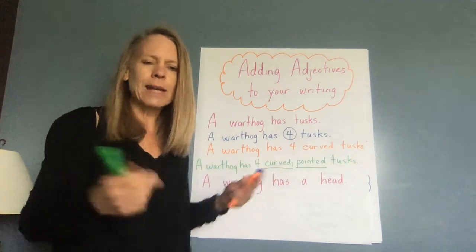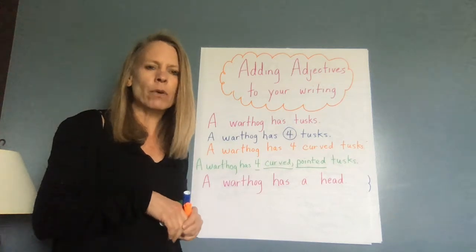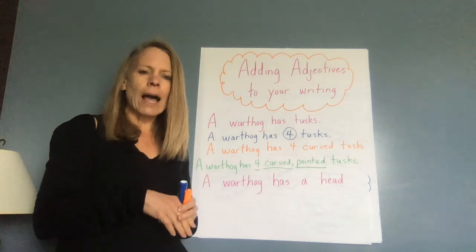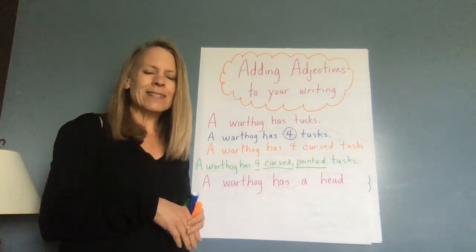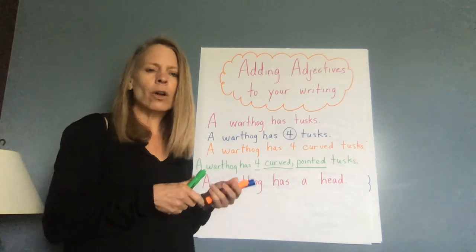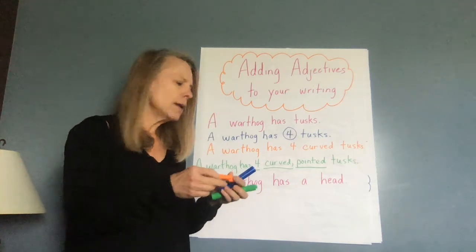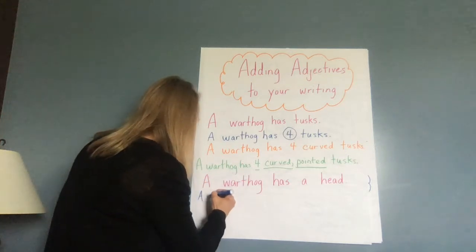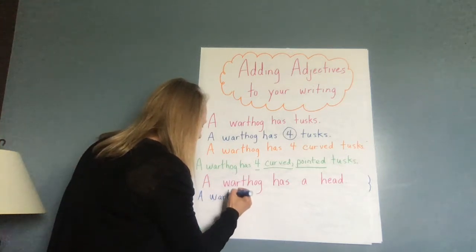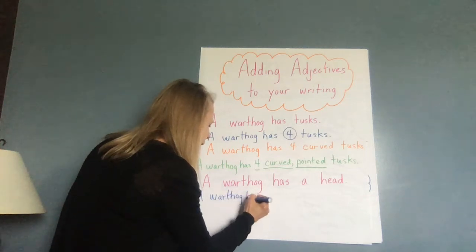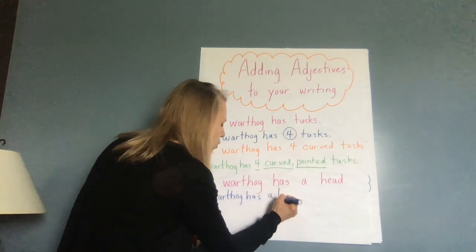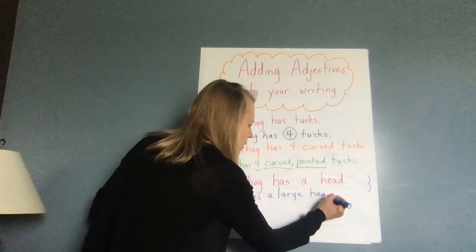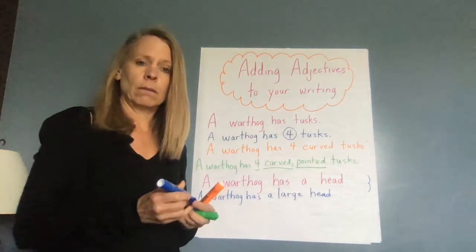A warthog has a head. Well, we know animals have heads, but I just use this as an example. And so, what can I do? Well, first of all, I know that their head is large, because when I read about it, that's what it told me. And so I can say a warthog has a large head. It's not little, it's big.